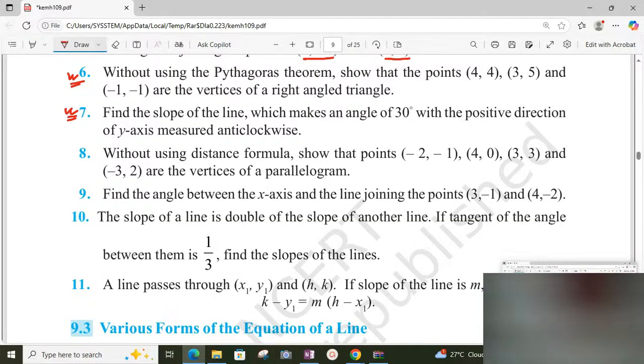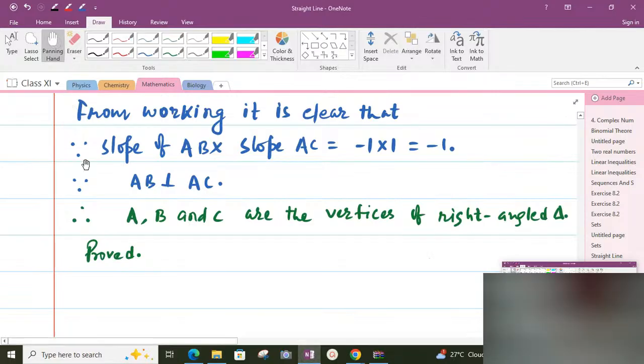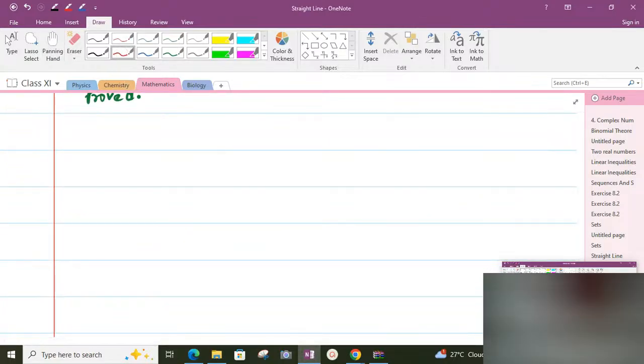This is question number 7. Find the slope of the line which makes an angle of 30 degree with the positive direction of y-axis measured anti-clockwise. Hope there is no problem to understand the question. Let's see the solution of this question.